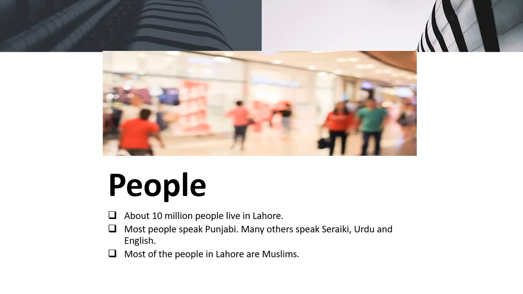About 10 million people live in Lahore. Most people speak Punjabi and many others speak Urdu and English. Most of the people in Lahore are Muslim.